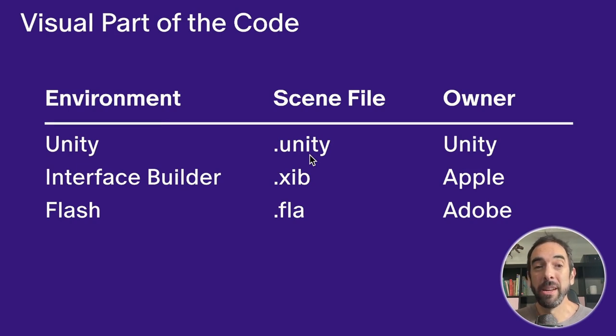Core to making this work is having some visual part of your code for the dev tool to work on. This is why it's easy in other environments and difficult on the web. In other environments, whether it's Unity, Interface Builder, or Flash, you have a scene file that has all the geometry and all the layout in it, and it's closely tied to the UI.